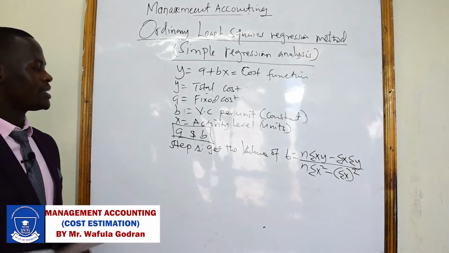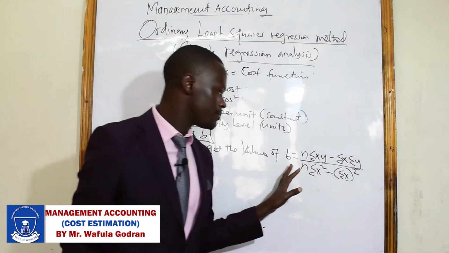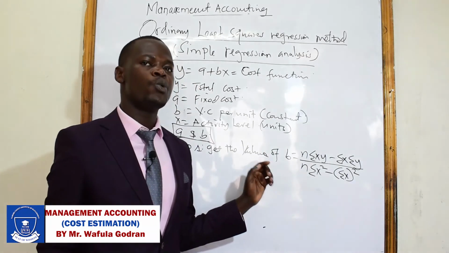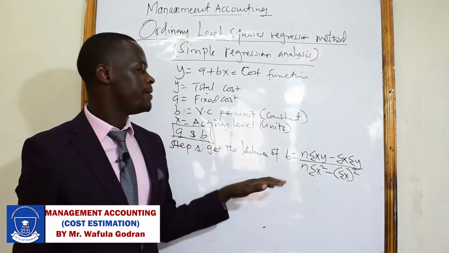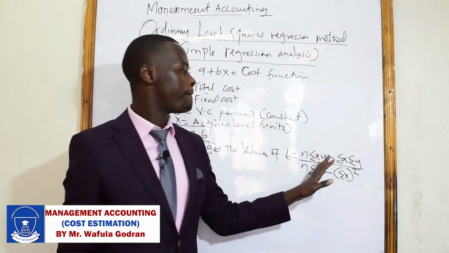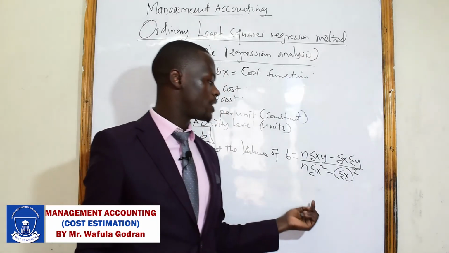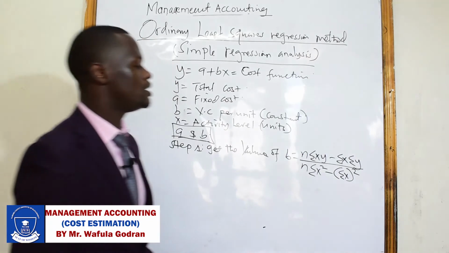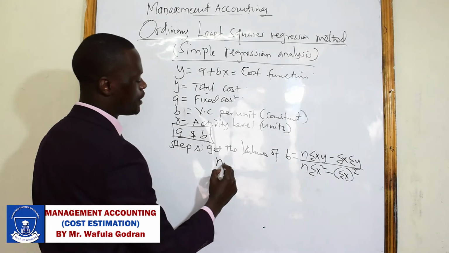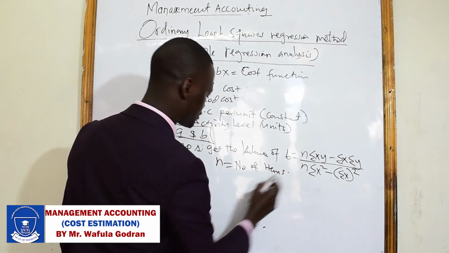So the first step is you get the value of B. B is given by n summation of xy. That's why I told you we will have to tabulate this information. Then summation of xy minus summation of x summation of y over n summation of x squared minus summation of x, which we square. We understand n is the number of items given.